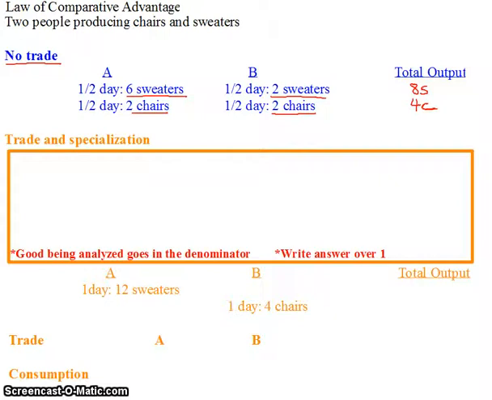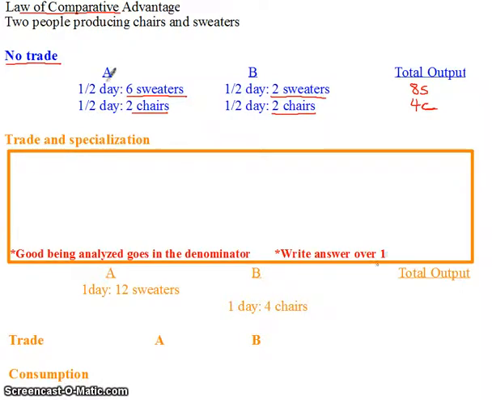To do that, we are going to follow two rules to calculate comparative advantage. We always want to take the good that we are going to analyze and put it in the denominator, the bottom of our ratio. And then we always want to get the denominator equal to 1. We always want to be over 1. Let's go through an example of how to do this. This can be a little confusing at first, but once you do a couple of these, you'll get the hang of it.